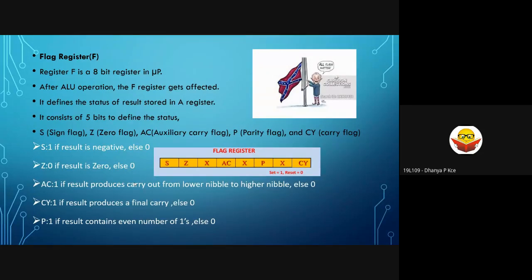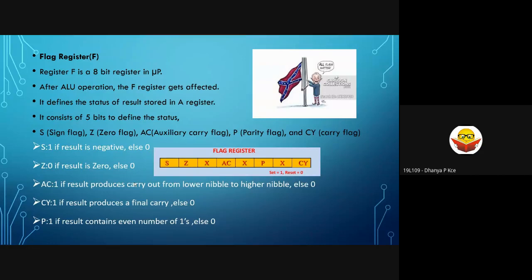It consists of 5 bits. You might wonder, it is an 8-bit register, but how come they have defined just 5? Very good question. The 5 bits are defined here, and the remaining 3 bits are considered to be don't care. The position of the don't care bits is also specified in the slide. I will explain that too. So first, let us see this picture.